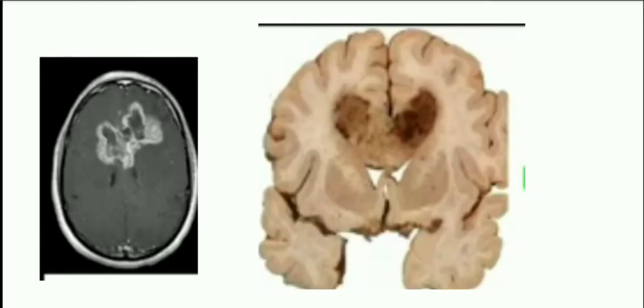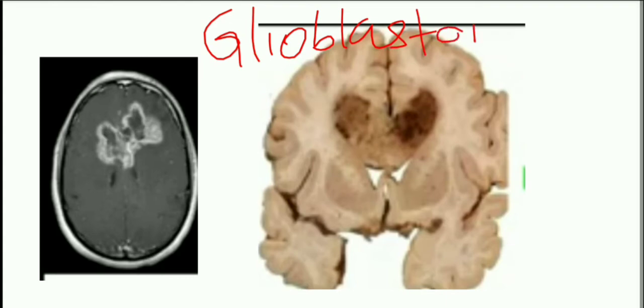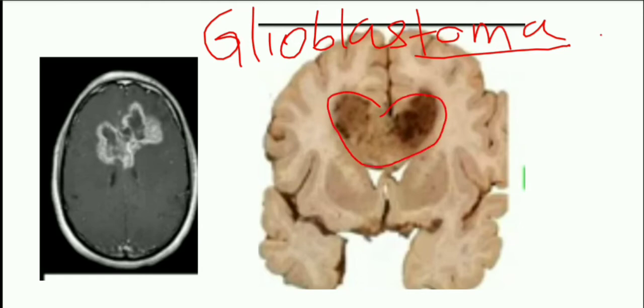Everyone, so we are dealing with CNS tumors. So this one which we are seeing now is glioblastoma. You can see the CT and the gross appearance of this glioblastoma. So this is a butterfly tumor. And the reason why it has this appearance is that it is a highly vascular tumor, so it can cross the midline via the corpus callosum.